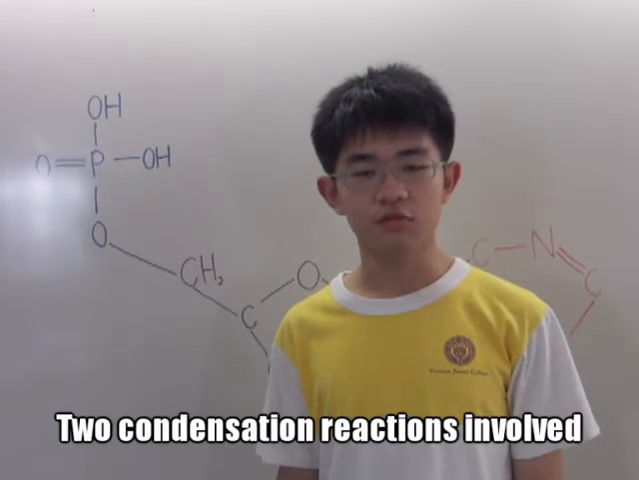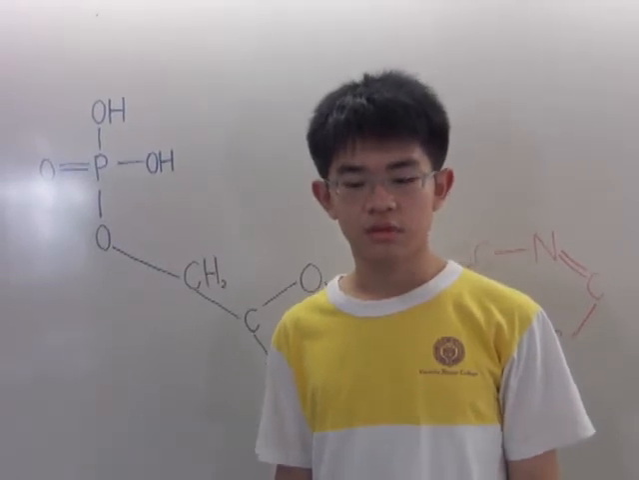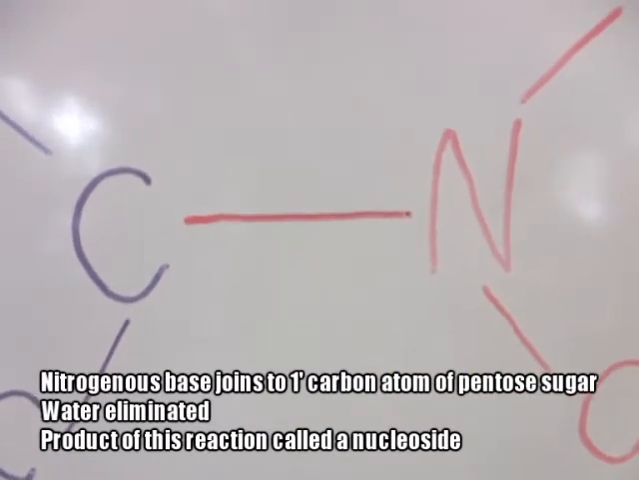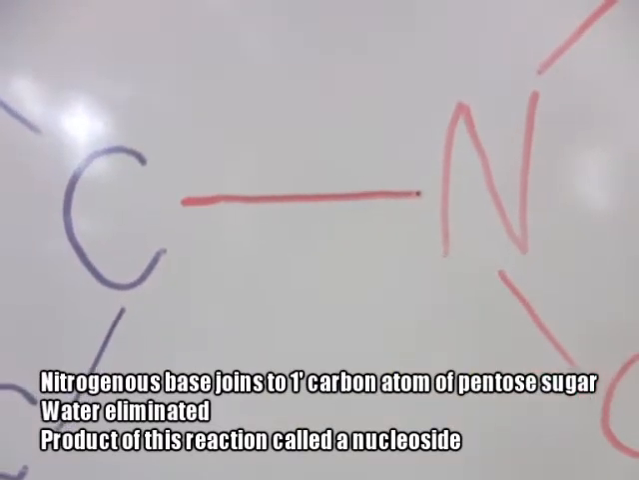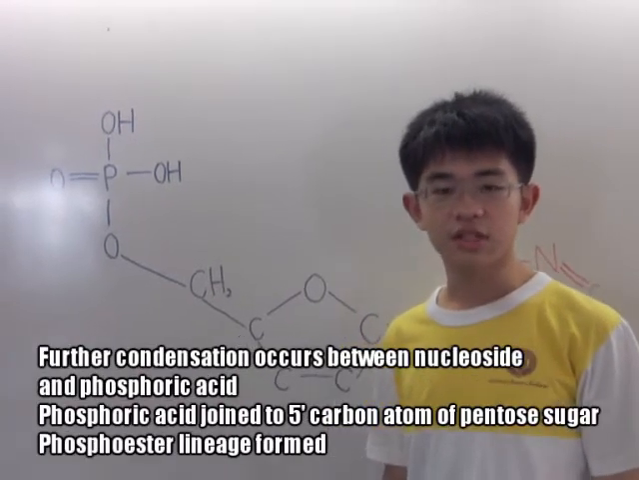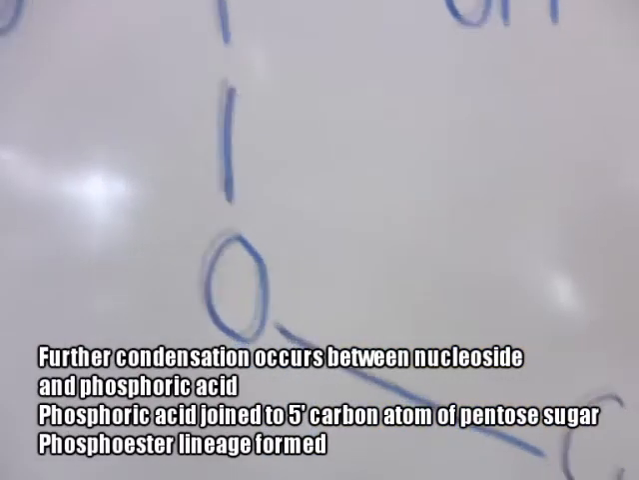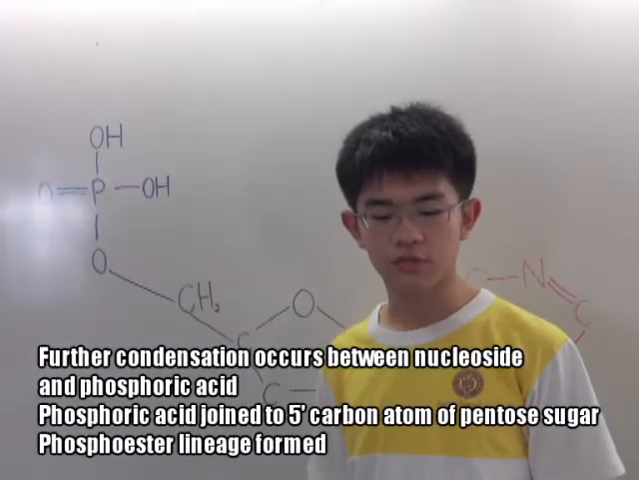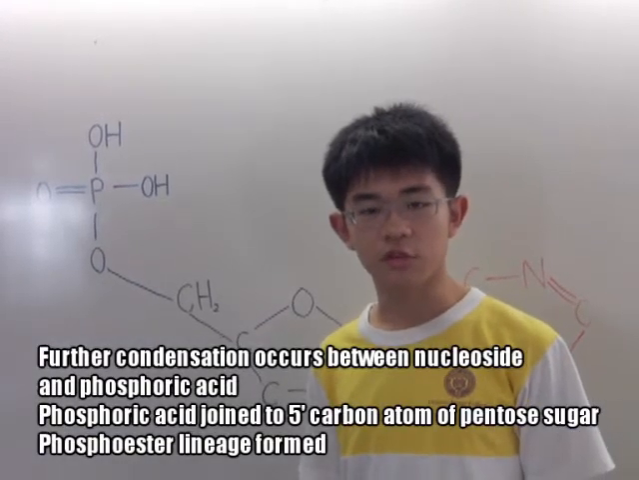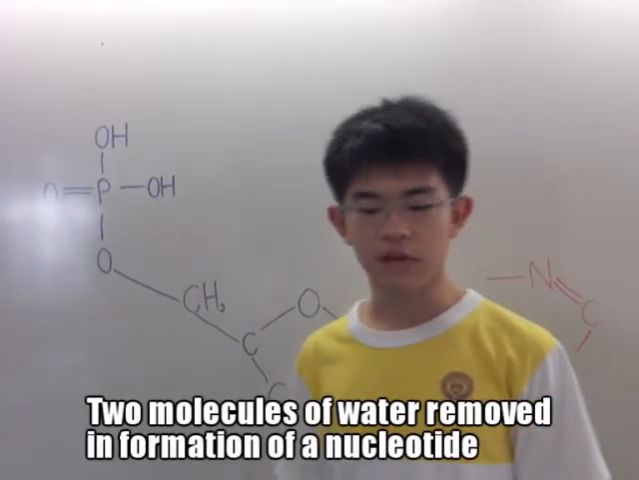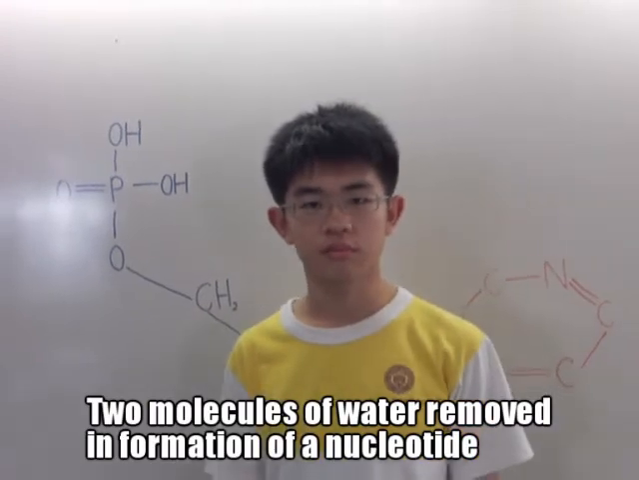There are two condensation reactions involved. First, the nitrogenous base is joined to the 1' carbon atom of the pentose sugar with the elimination of water. The product of this condensation reaction is called a nucleoside. Then, further condensation will occur between the nucleoside and the phosphoric acid. The phosphoric acid is joined to the 5' carbon atom of the pentose sugar with the formation of a phosphoester linkage. In total, 2 molecules of water are removed in the formation of the nucleotide.